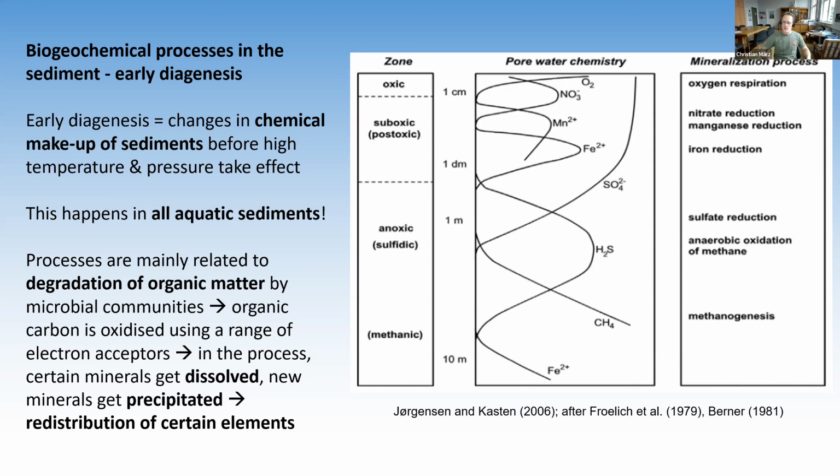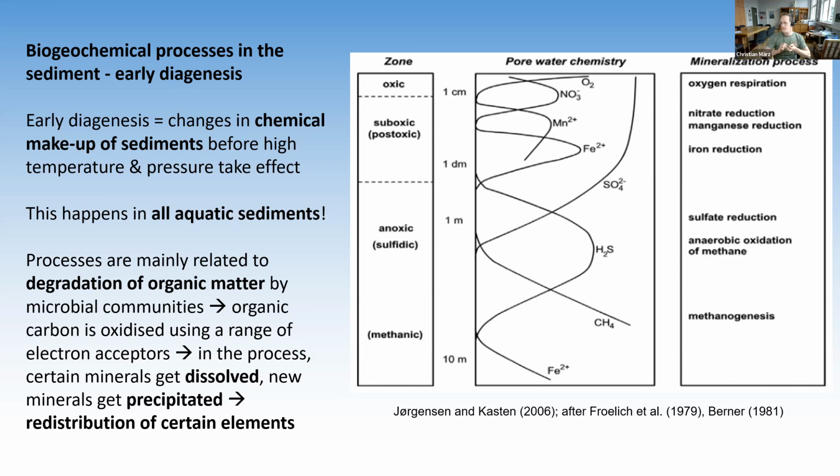And very often the processes of early diagenesis are related to the degradation of organic matter. And this happens by microbial communities. They are very nifty little buggers. They can pretty much use whatever is available to basically catalyze chemical reactions that provide their metabolism with energy. And they usually do this using a range of electron acceptors that is shown here in the middle panel.